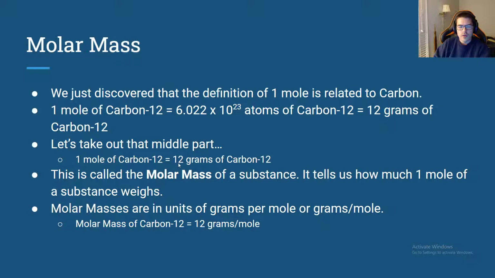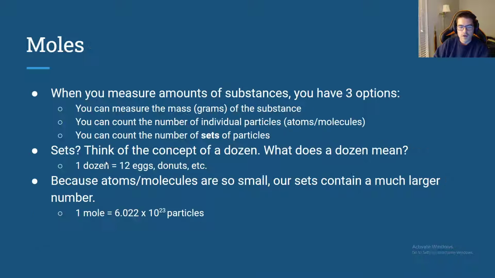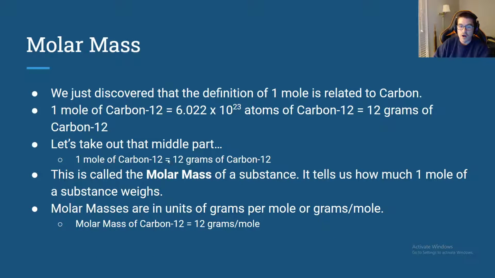Well, if I can measure how much carbon I have, I can use this little rule right here: 1 mole is equal to 12 grams. I can use that to figure out how many sets I have, or how many moles I have. So as long as you can measure the mass of something, and as long as you can figure out what this molar mass thing is, then you can bounce back and forth between these two. And so that's what a molar mass is.